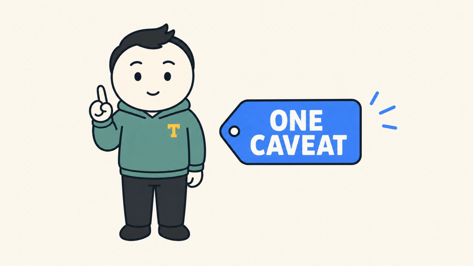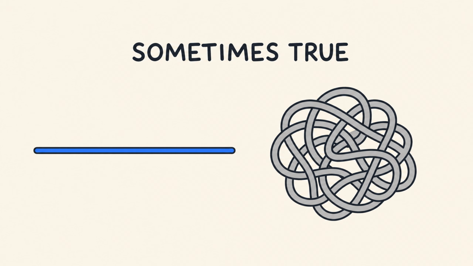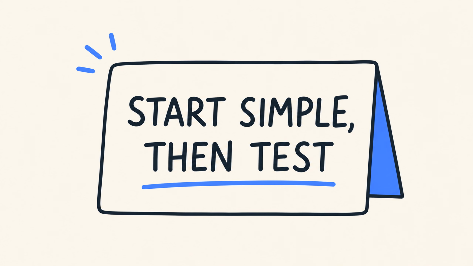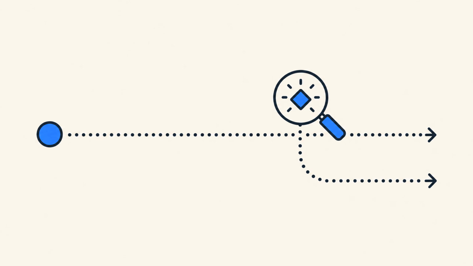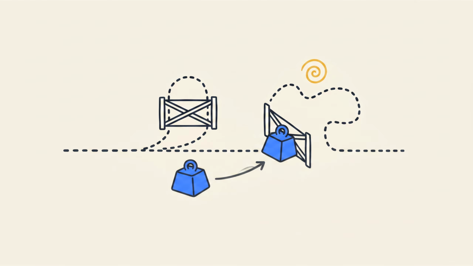One caveat though, the simplest explanation isn't automatically true. Reality is sometimes complicated, so the razor isn't "the simple answer wins." It's: start simple, then test. Begin with the least complicated explanation and only add complexity if the evidence actually forces you to.